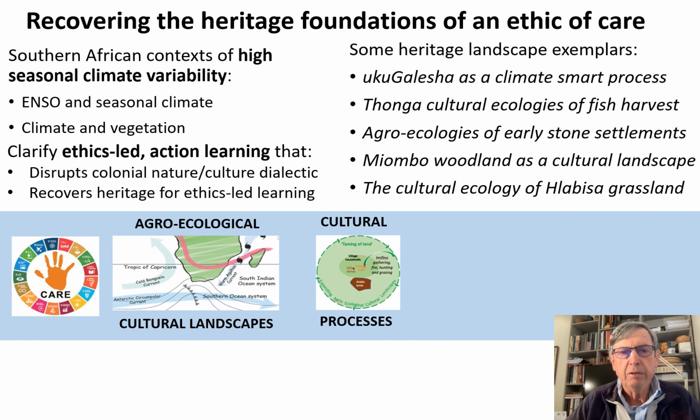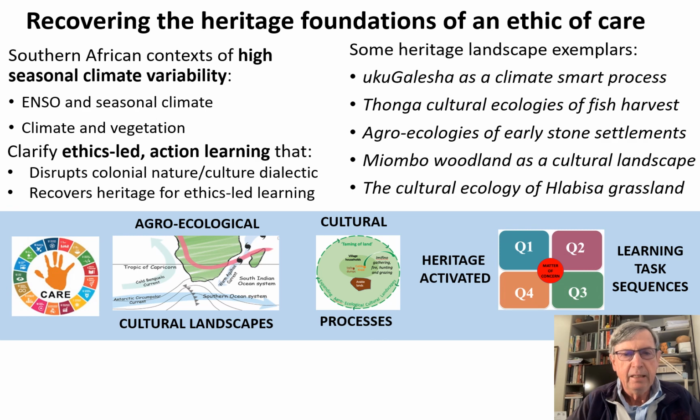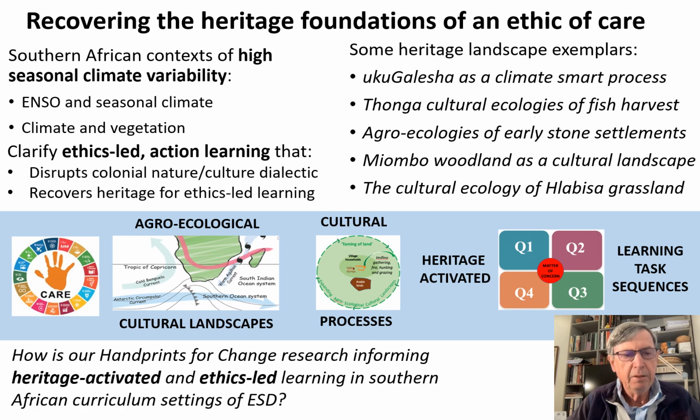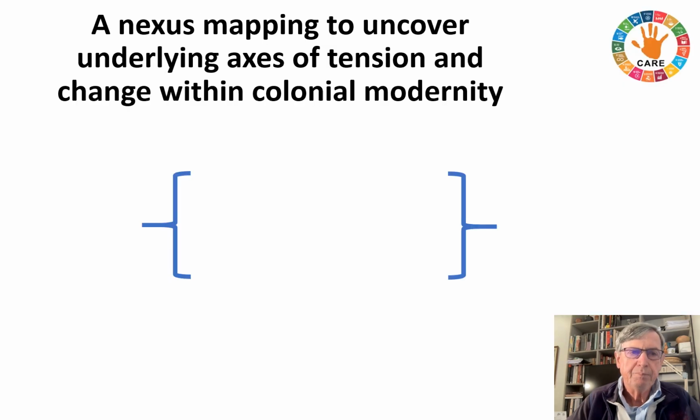So some of the landscapes that we look at is Ukugelesha amongst the Xhosa, the Tonga cultural landscapes of fish harvesting, the agroecologies of early stone settlements, the Miombo woodland, and also the Hlabisa grasslands. And we build the entire process around heritage-activated learning task sequences using a 4-quadrant model after the work of Anne Edwards. And the question that I'm trying to address is, how is our Handprints for Change research informing heritage-activated and ethics-led learning in Southern African curriculum settings of ESD?